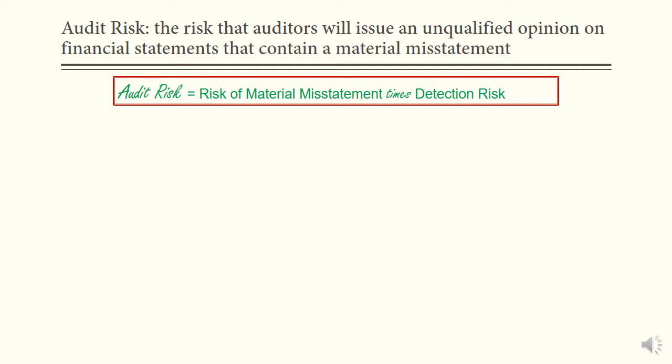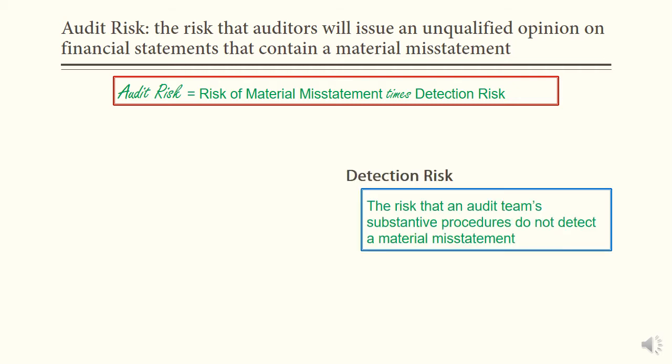For that to be true, risk of material misstatement and detection risk have to be inverses of each other. And that's just given the multiplicative process. So let's look at each of those components. Detection risk is the risk that an audit team's substantive procedures are not enough to detect a material misstatement.